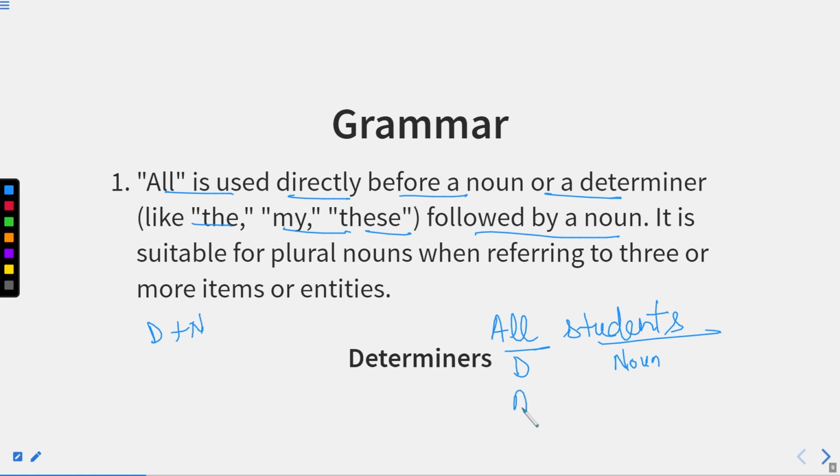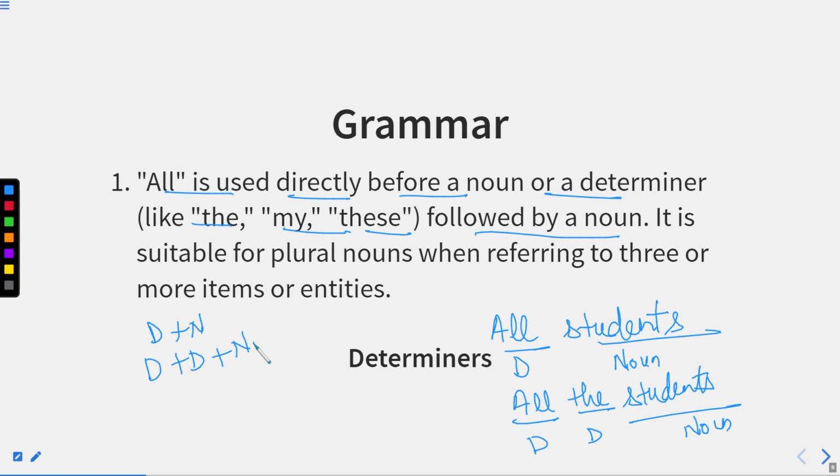I can also say all the students. So here we have students, which is a noun, the, which is a determiner itself, and all is also a determiner. So we have a structure of D plus N, that is determiner plus noun. In the starting of determiners, I told you that there can be various structures by using determiners. We can have D plus N, that is determiner plus noun. Now noun is mandatory.